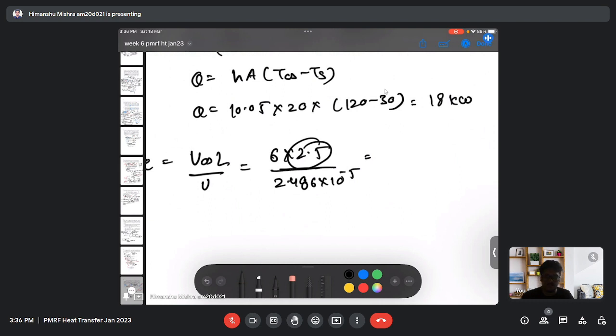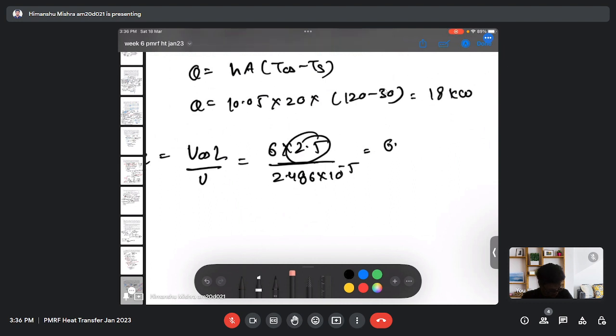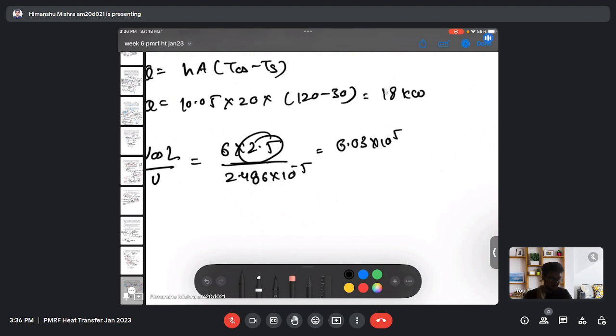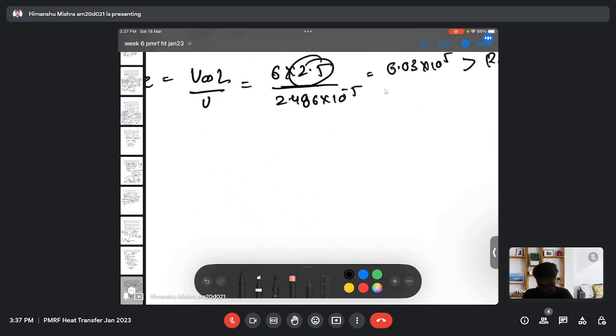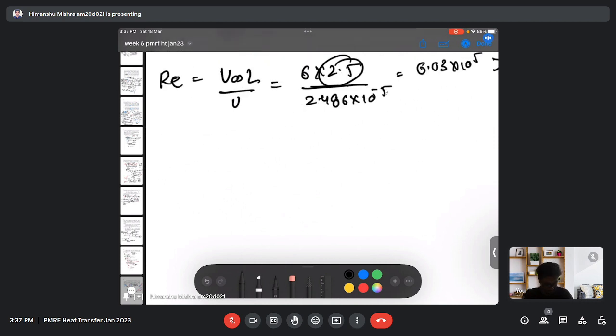So on calculating this, our Reynolds number will be 6.03 10 to the power 5. So this Reynolds number is still greater than the critical Reynolds number, which is 5 10 to the power 5. So we can still use the mixed flow Nusselt number correlation, like we have done for the first part.